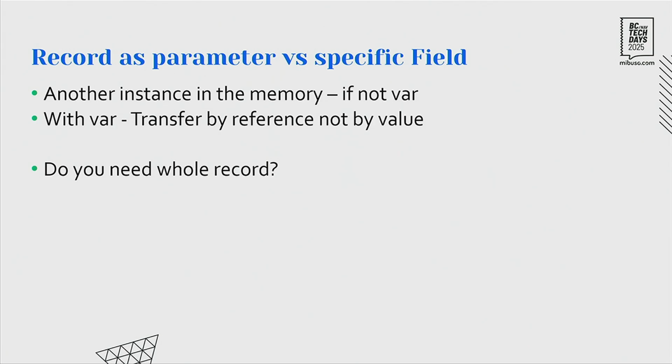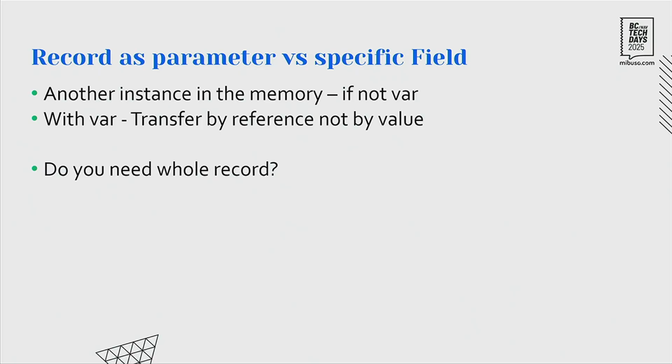So let's move to the next example. I'm sure you are coding and not paying too much attention to whether you put in some procedure a regular record, or a record with var, or just some fields. But actually it can make a difference. The main difference between forwarding a record through the procedure as a var is that it is transferred by reference and not by value. And it can be beneficial in terms of performance.